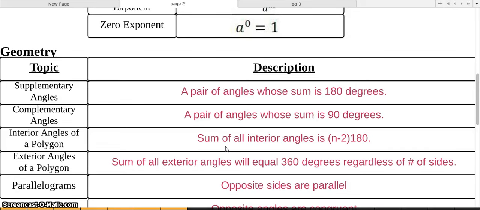The next one, the interior angles of a polygon. To find the sum of all the interior angles of a polygon, you take the number of sides minus 2 and you multiply that number times 180. N minus 2 times 180. But if you want to find the exterior angles of a polygon, you just need to remember that those always add up to 360. It doesn't matter how many sides you have. So you might have a triangle, you might have a quadrilateral, a hexagon, octagon, doesn't matter. The exterior angles always add to 360. All right, so let's go on to our parallelograms.